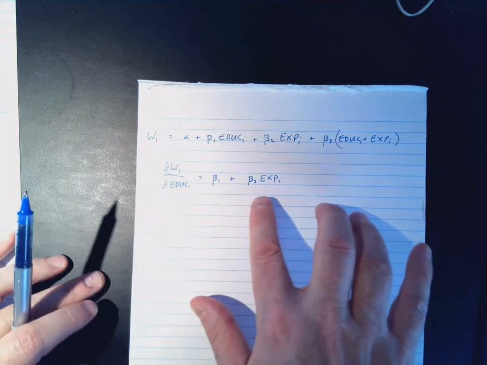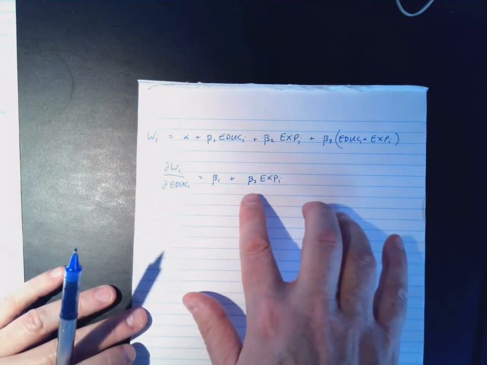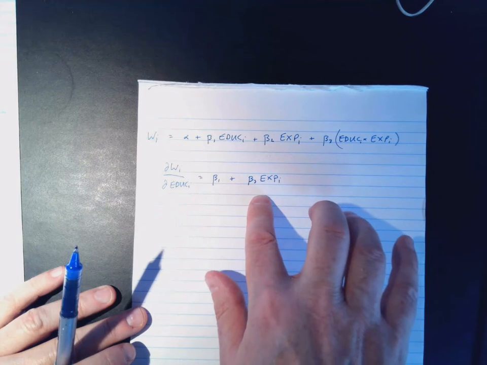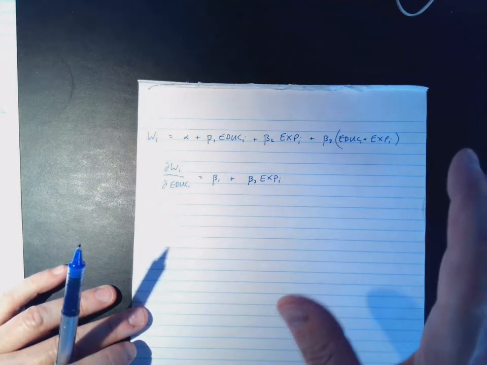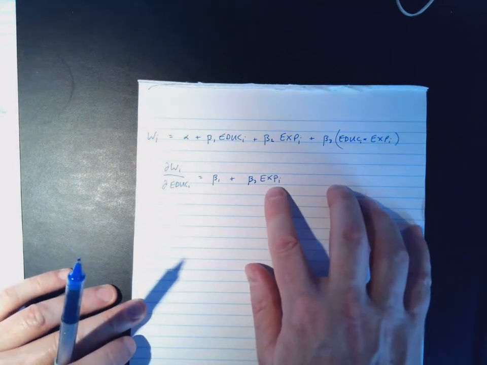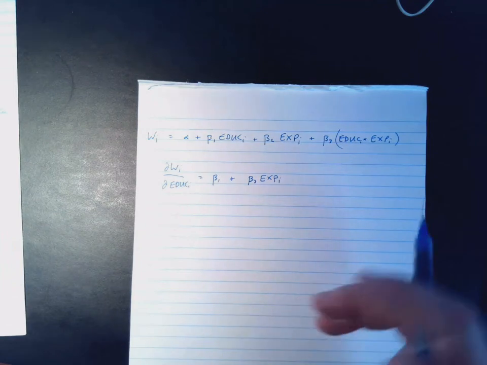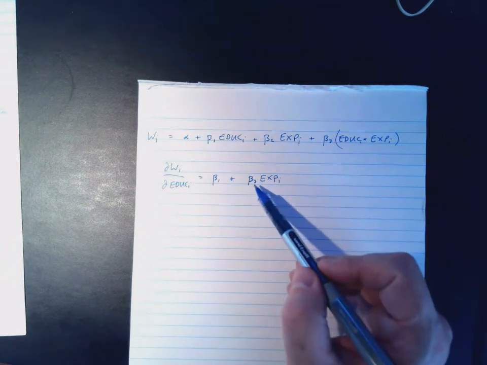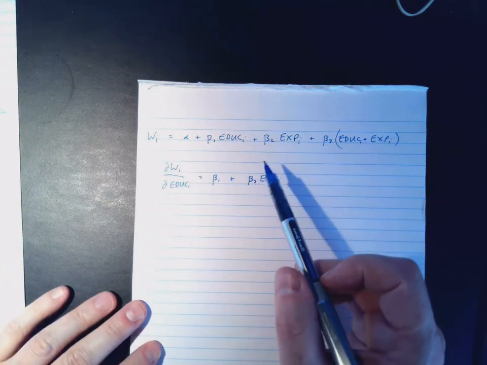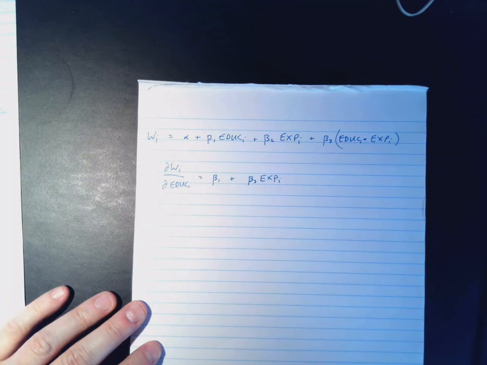Now we can look and see, does the payoff for education get amplified or diminished by additional experience? So if beta 3 is positive, that means the more experience you get, the more the annual payoff of additional education.